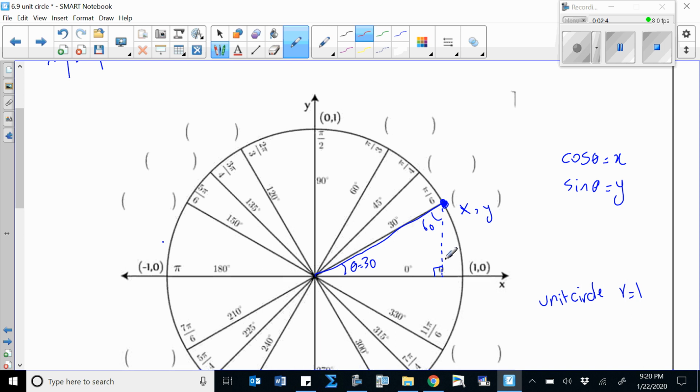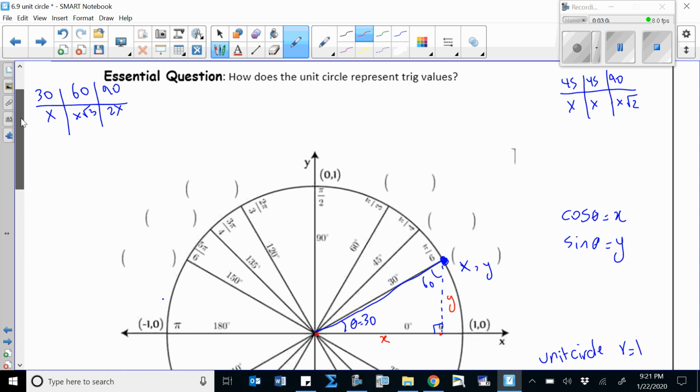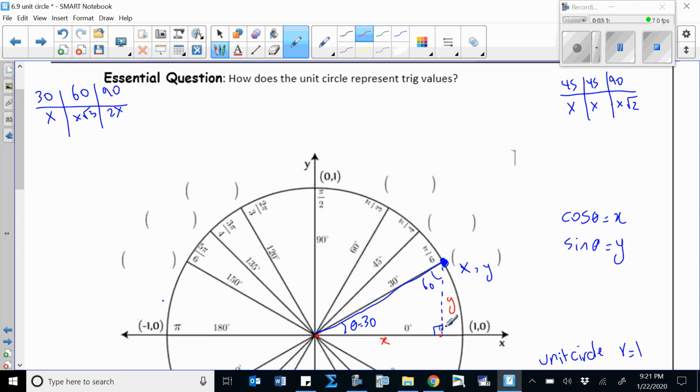If I find the value of x, that means the distance from the origin to this point, this is my x, and then the y value is the vertical distance from this point to the x-axis. So this one will be y. If I find these two, basically I have found sine of theta and cosine of theta. Okay, we know the ratio of the sides on the special right triangle of 30, 60, 90. Opposite 30 is x, opposite 60 is x radical 3, and opposite 90 is 2x.